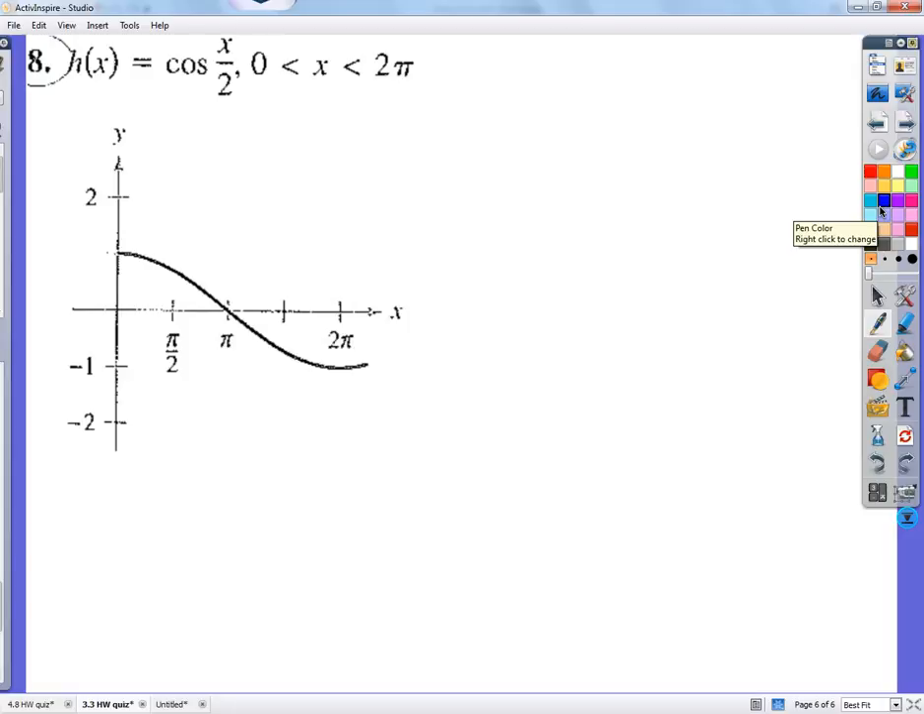So we're just supposed to find the intervals on which this function is increasing or decreasing.